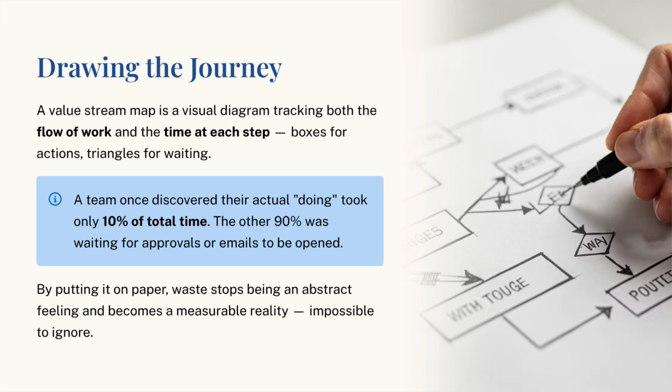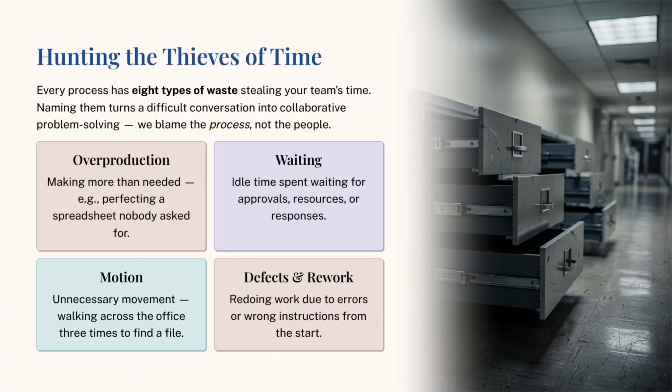So, now that we've mastered the art of drawing our current reality, you might be wondering how to identify which of those waiting periods are the most damaging to our project. Well, that brings us right into our next step, which is identifying the 8 types of waste. In any process, there are 8 specific thieves that steal your time. We call these the types of waste.